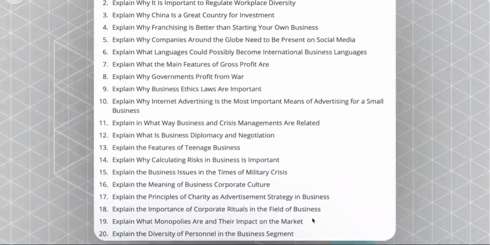Okay, I will show you some examples of expository paragraphs. This is the title of the expository paragraph. Because we focus on business, this is the kind of title or topic of expository paragraph you can choose. It is about business.